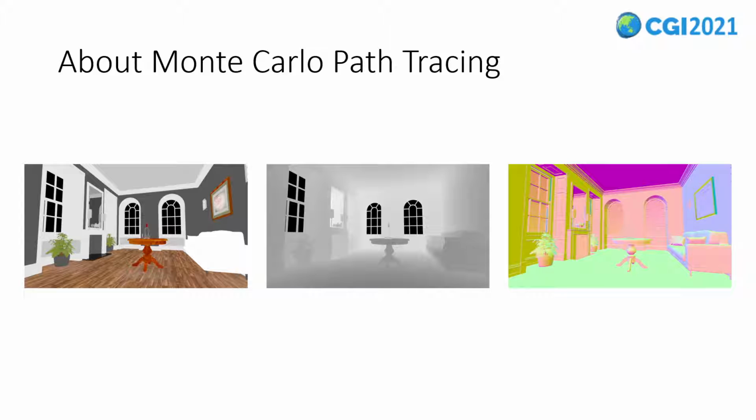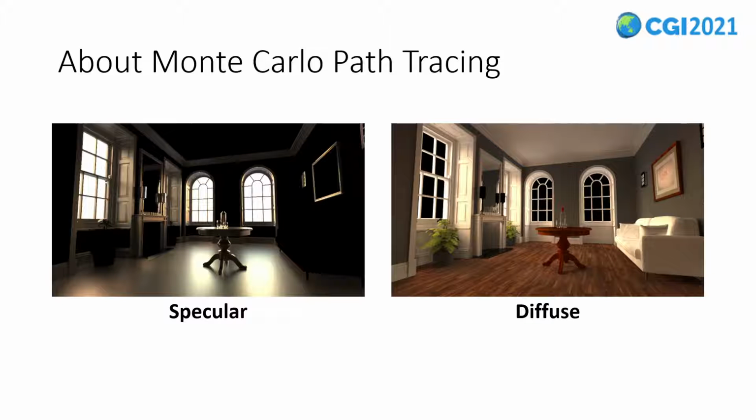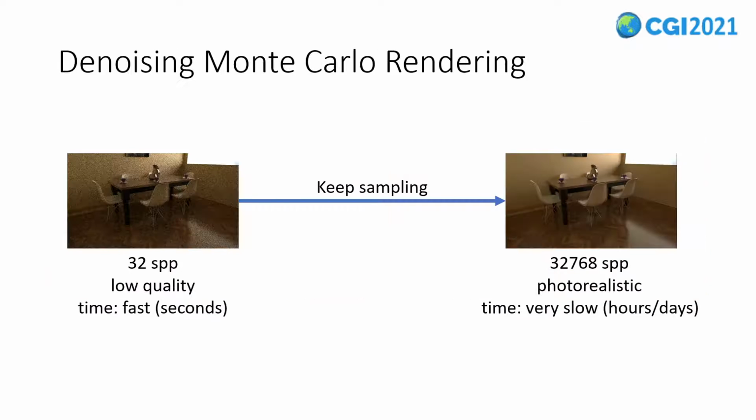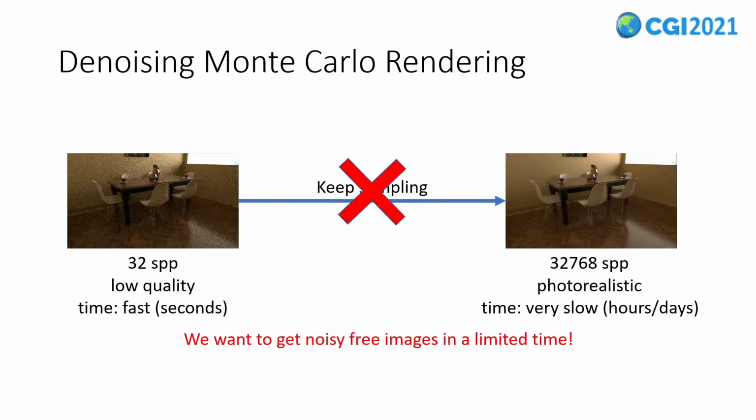Also, the path tracer could generate useful auxiliary images such as albedo, depth, and normal. Also, we can separate the rendering into two branches, specular and diffuse. Considering the huge time cost, instead of continuing sampling, we choose to fix the low SPP result via a neural network.